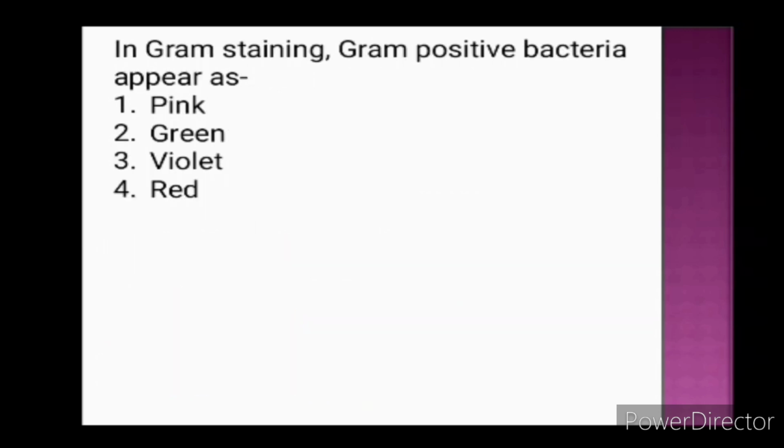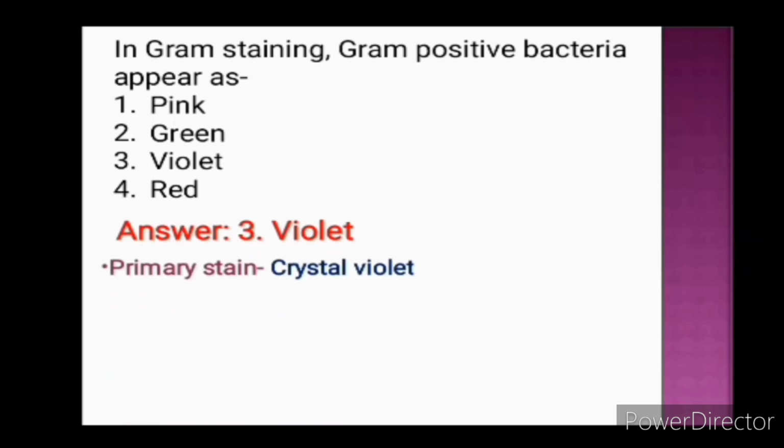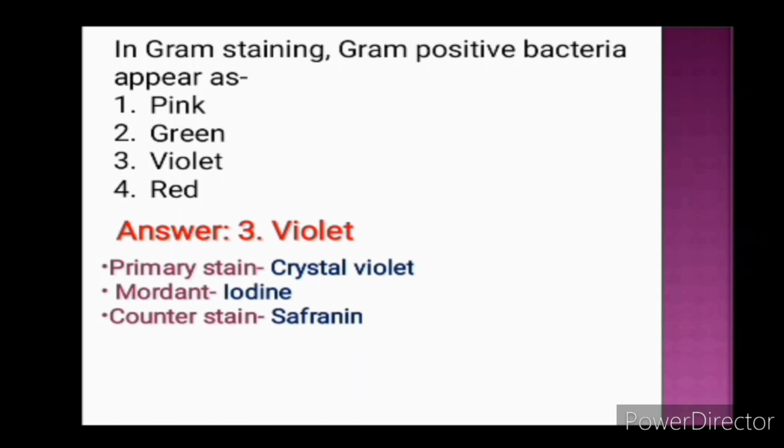Next question. In gram staining, the gram-positive bacteria appear as option 1 pink, option 2 green, option 3 violet, and option 4 red. And the correct answer is option 3, violet. In gram staining procedure, the primary stain used is crystal violet, whereas as mordant, iodine is used. The counter stain safranin is used.